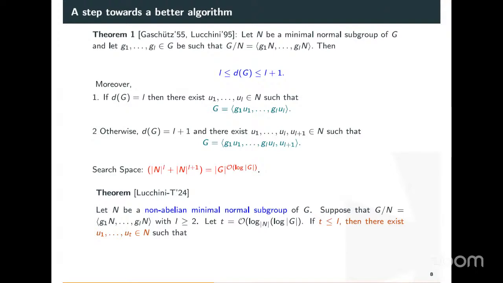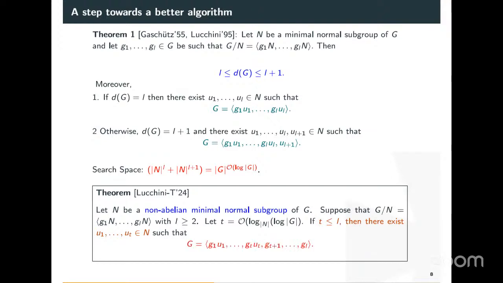So if N is an abelian group, we can use the result by Lucchini and Menegazzo to handle this case. So the most non-trivial thing would be, how do we handle the non-abelian minimal normal subgroup? And that is what we have shown, that if N is a non-abelian minimal normal subgroup, then we can actually reduce the search space from the above theorem. So we take T to be this special number, which is order log mod G, and we show that if T is less than or equal to L, then there is a generating set of G of this form. Yeah, so we just have to try mod N to the power T many possibilities.